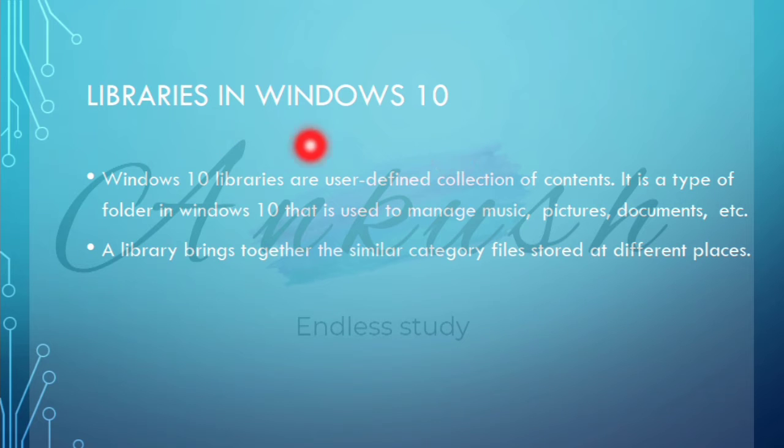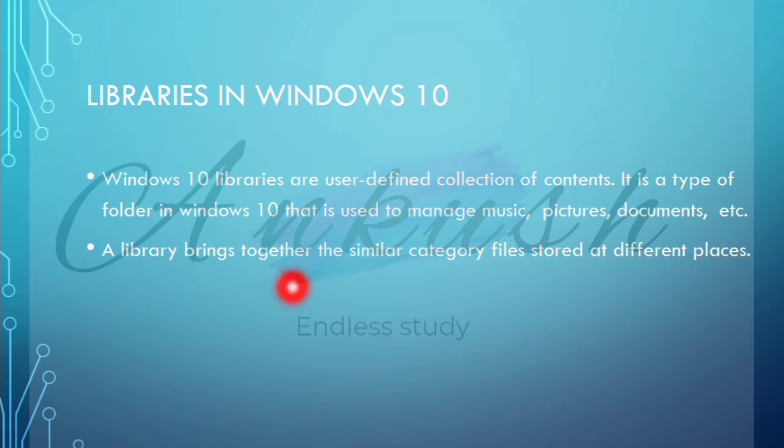Libraries in Windows 10. What are libraries? Libraries are a collection of books, we know. Here libraries are the same, but a collection of data and information. Windows 10 libraries are user-defined collections of contents. It is a type of folder in Windows 10 that is used to manage music, pictures, documents, etc., as we do on our mobile phones.